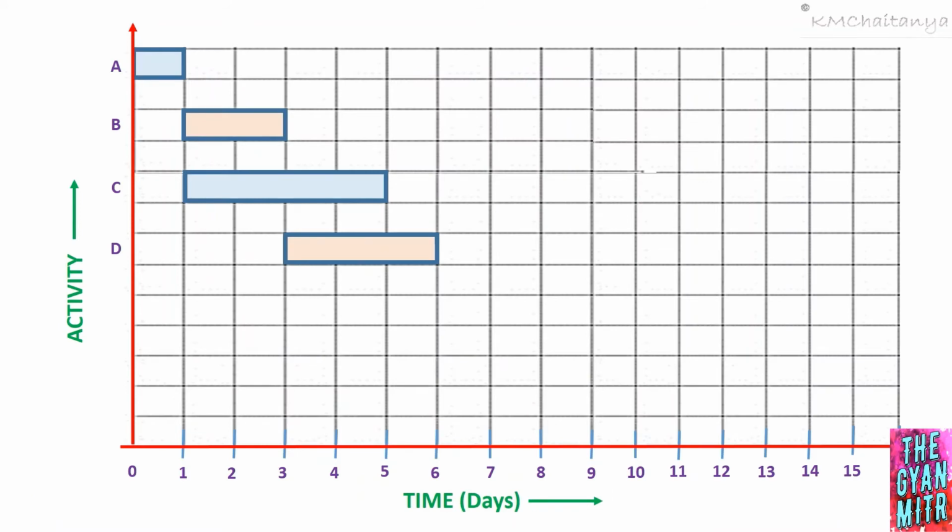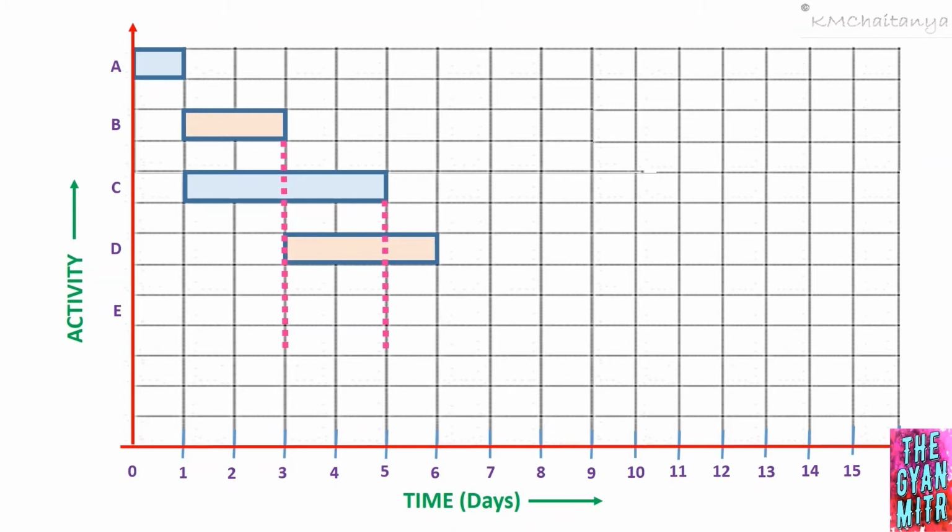I'll have my activity E below activity D. From the relation they have given, activity E cannot start until both activities B as well as activity C are completed. Now from the Gantt chart we can see activity B is getting completed at time t equal to 3, whereas my activity C is completing at time t equal to 5.